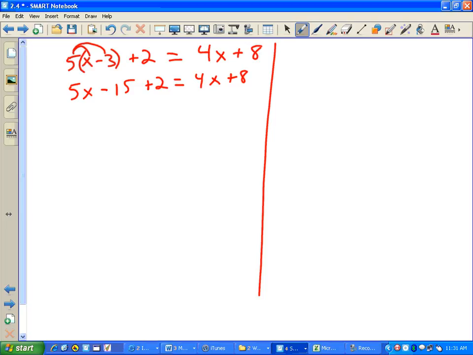I have to list the reason I'm allowed to distribute. If you look on page 96, there's a property called the distributive property, which is something you learned a long time ago, but now we're going to have to list it out. The distributive property tells me I'm allowed to do that. And that's what a proof is. A proof is us doing what we know how to do and then explaining why we're allowed to do it.